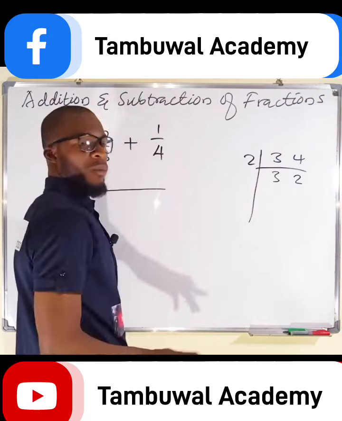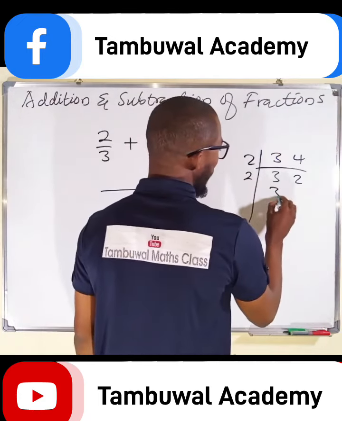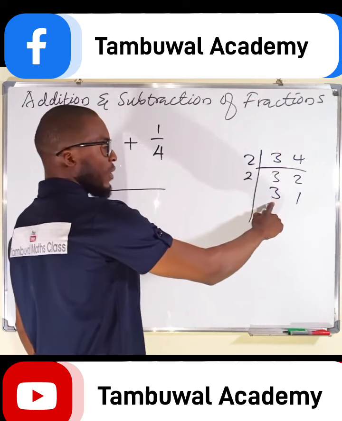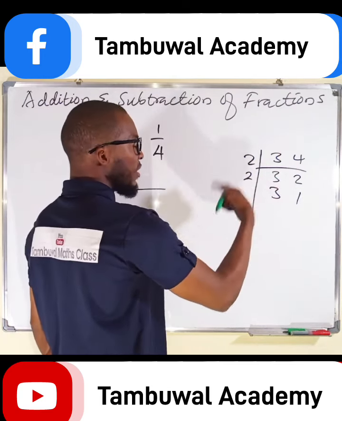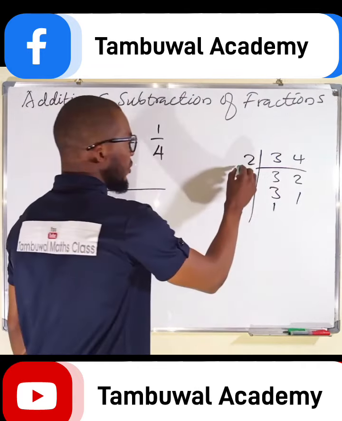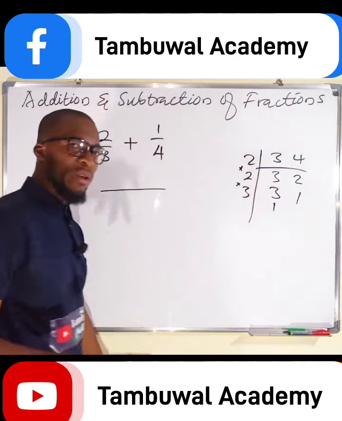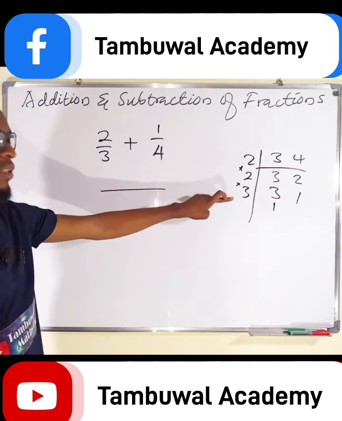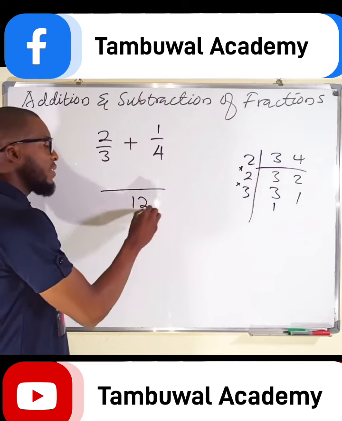Still we have 2. You test for 2. This is 3 and this is 1. Once you reach 1 here, you only have to test the other one. 2 cannot go here. The next prime number is 3. It can go into 3 one time. Multiply these numbers together to obtain your LCM. 2 times 2 is 4, times 3 is 12. So our LCM is 12.